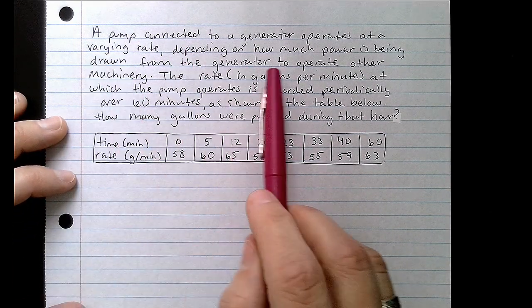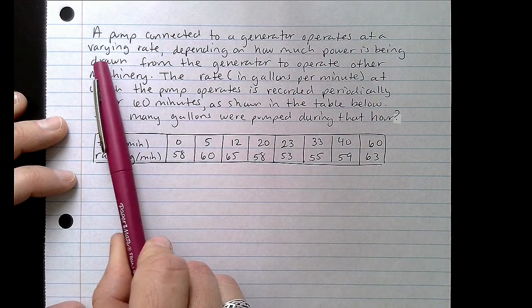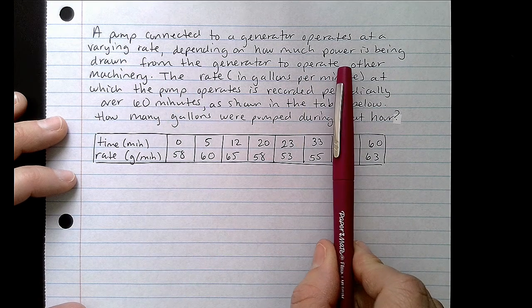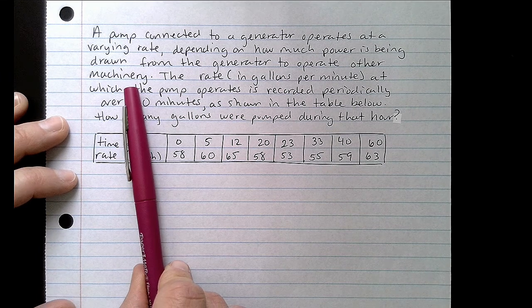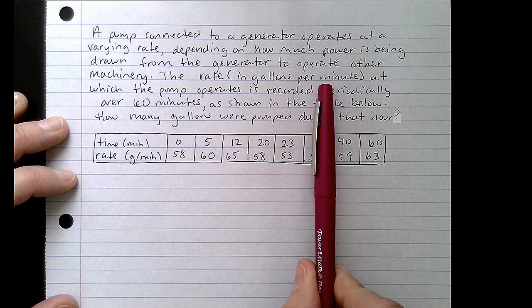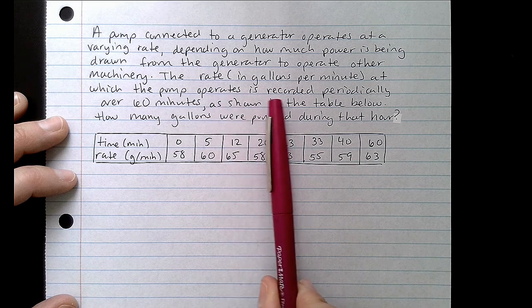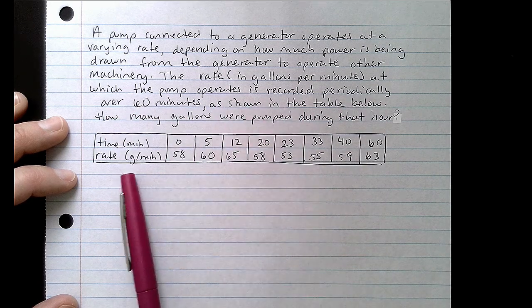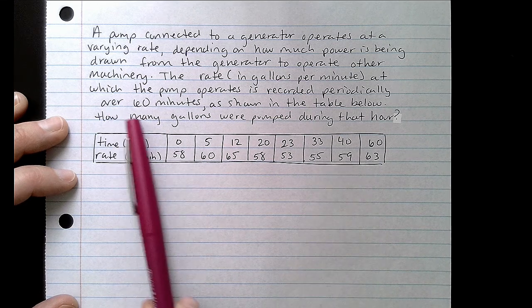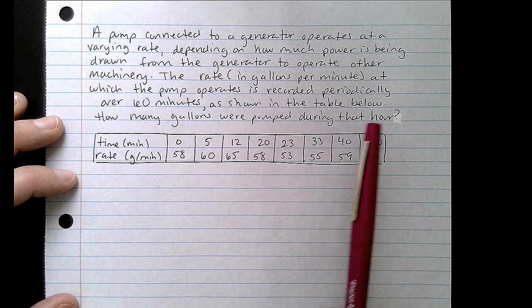A pump connected to a generator operates at a varying rate depending on how much power is being drawn from the generator to operate other machinery. The rate in gallons per minute at which the pump operates is recorded periodically over 60 minutes, as shown in the table below. How many gallons were pumped during that hour?